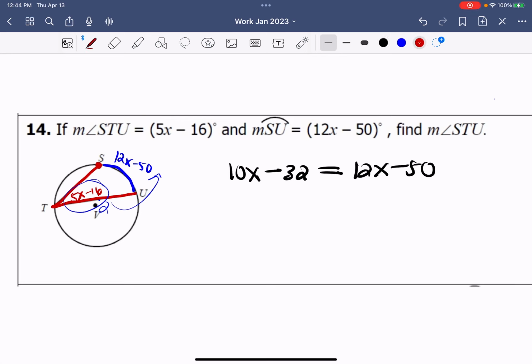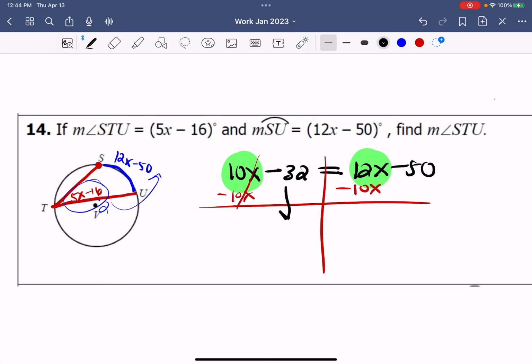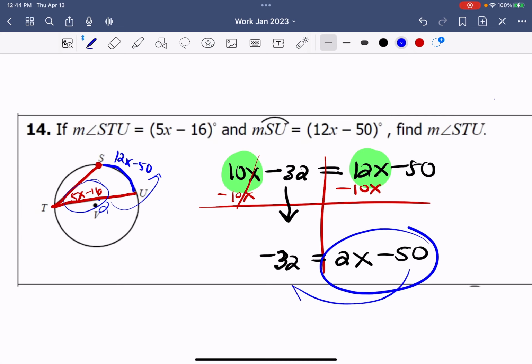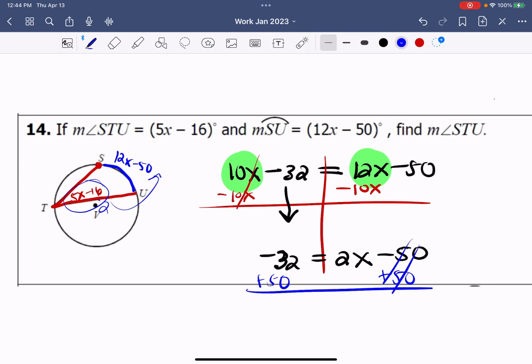And again, you're just going to solve the same way. First, start by subtracting the smaller x, 10 or 12. 10 is smaller. It solves it a lot faster and easier. I bring down the negative 32. And then we get 2x, because 12 minus 10 is 2x minus 50. Okay, think about what side x is on. Now x is on the right. That means the 50 has to go back to the left. Add 50. Negative 32 plus 50 is 18. And then at the end, you divide by 2, and we should get x equals 9.